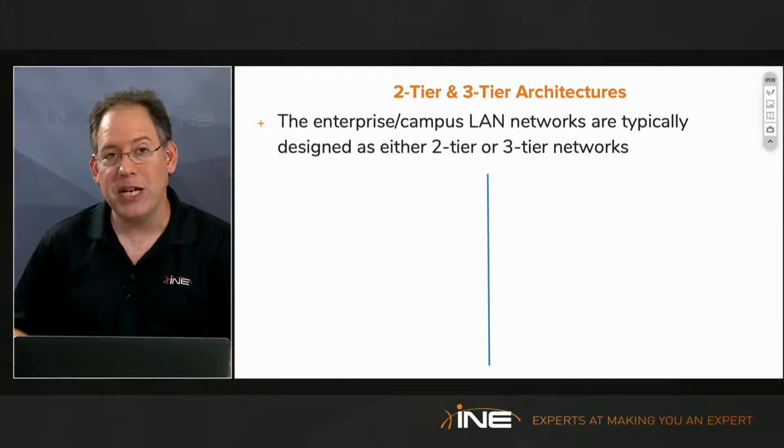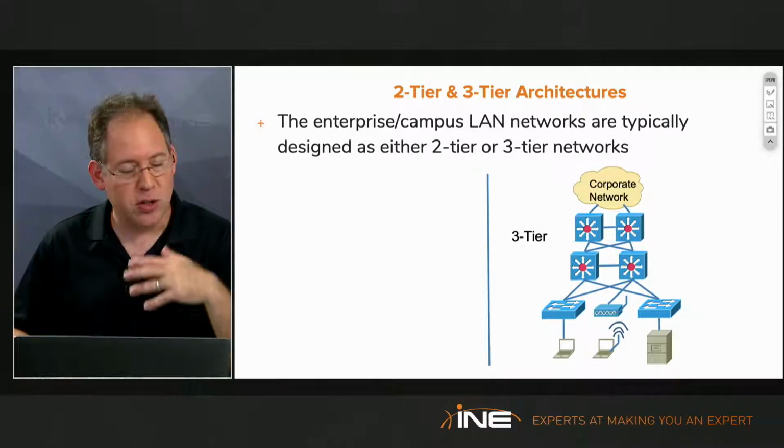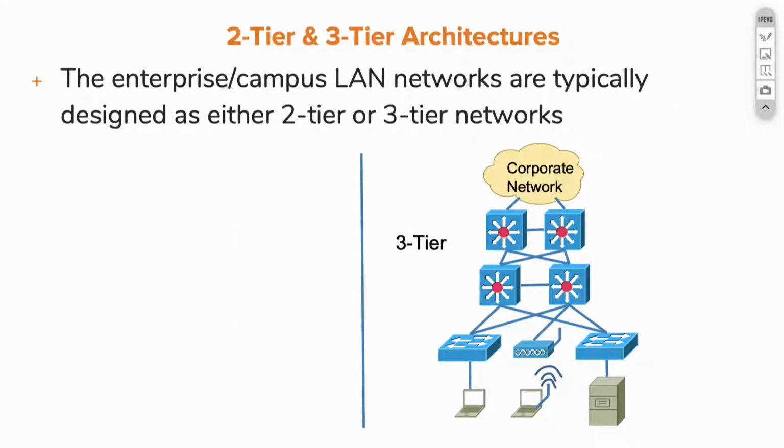Let's start with three-tier. Historically, three-tier first came out. This was the first design methodology for local area networks. And here's how it worked. The idea was that we're going to take our network and divide it up into three different tiers. Each tier is going to have a different name and a different responsibility.